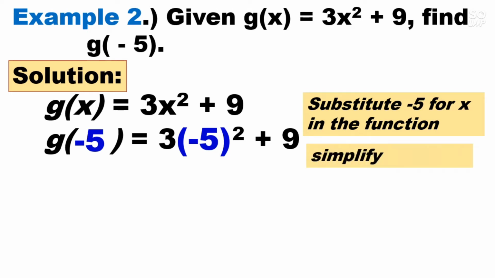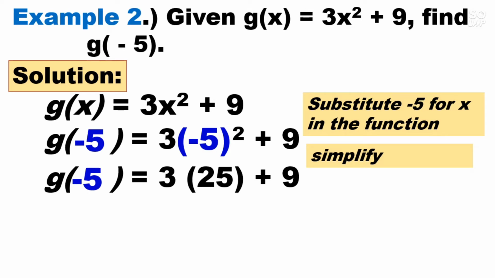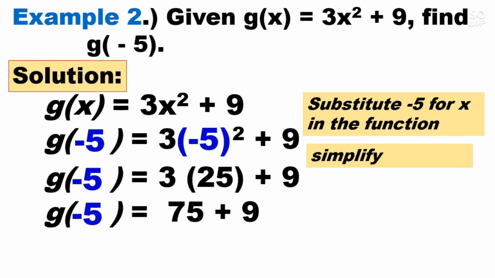Then, we simplify. G of negative 5 equals 3. Negative 5 squared is 25. Negative 5 squared means we multiply negative 5 two times. Negative 5 times negative 5 is positive 25. Okay, so next simplify. G of negative 5 equals 3 times 25 is 75 plus 9 is equal to 84. Again, the value of g of x equals 3x squared plus 9, if g of negative 5 or x equals negative 5, the answer is 84.